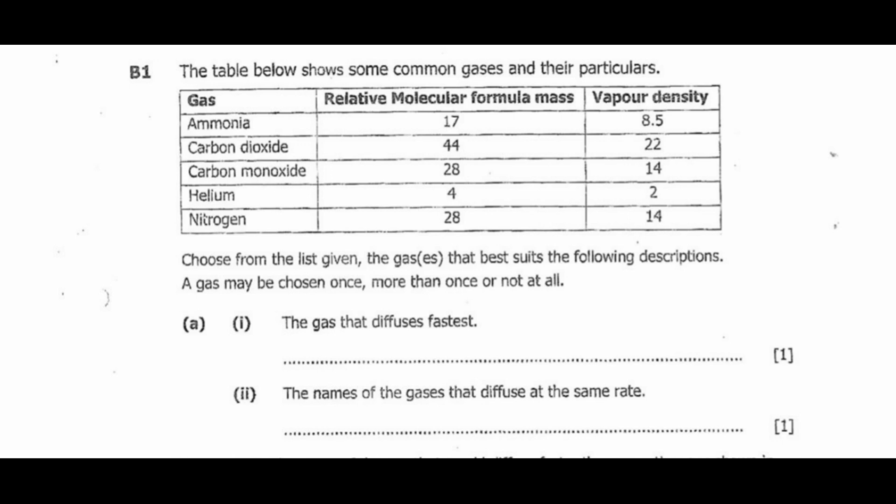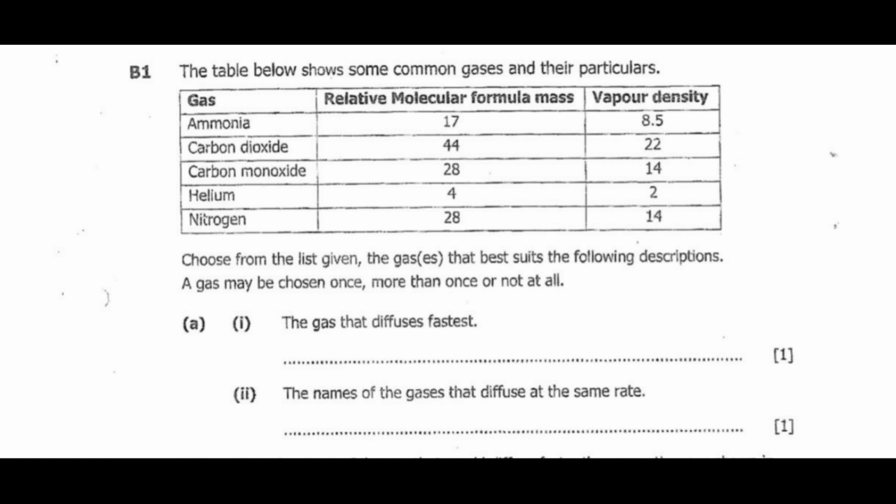Vapor density. So the vapor density tells us how heavy a gas is and its ability to diffuse at a given rate in air. Choose from the list given the gas or gases that best suit the following description. A gas may be chosen once, more than once, or not at all.